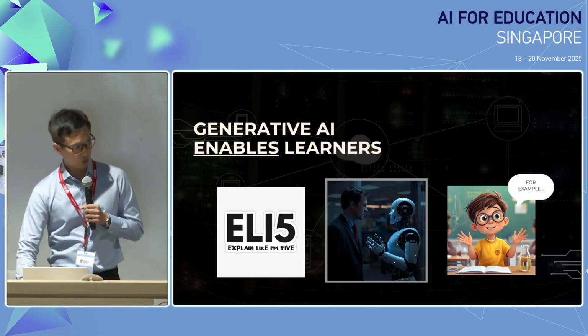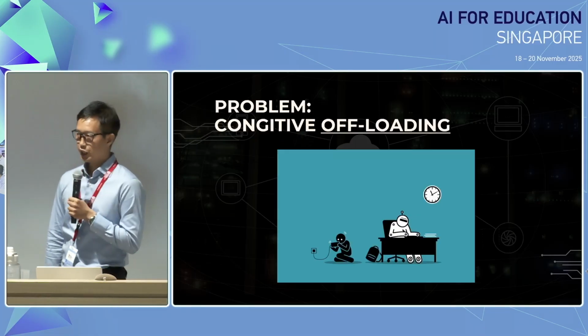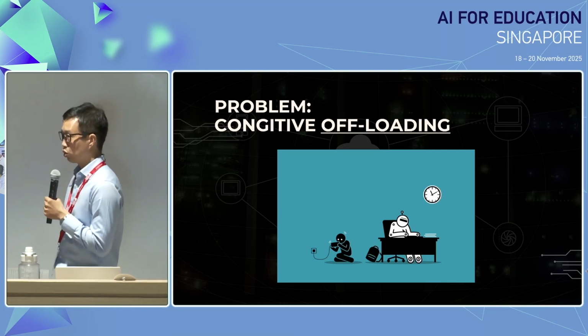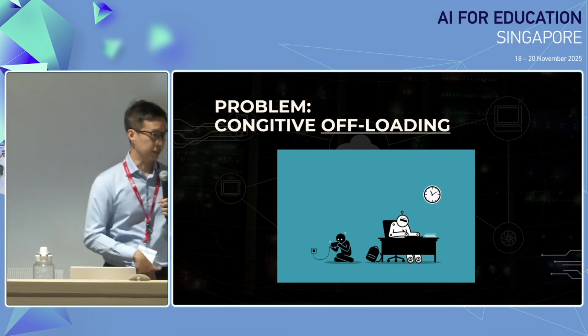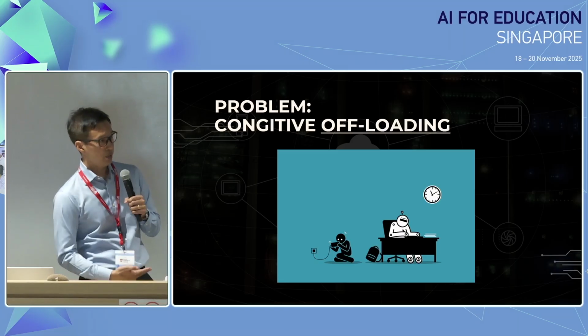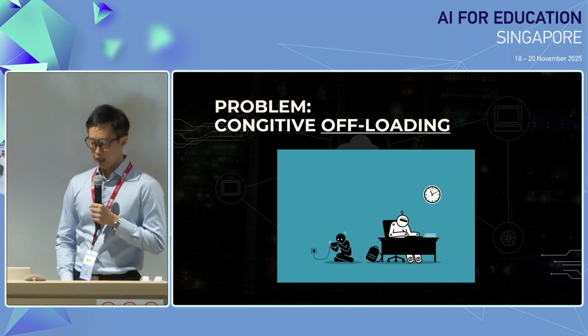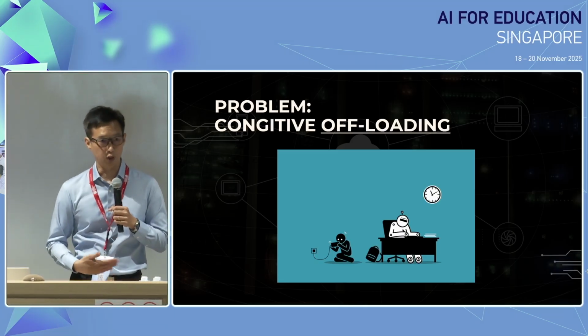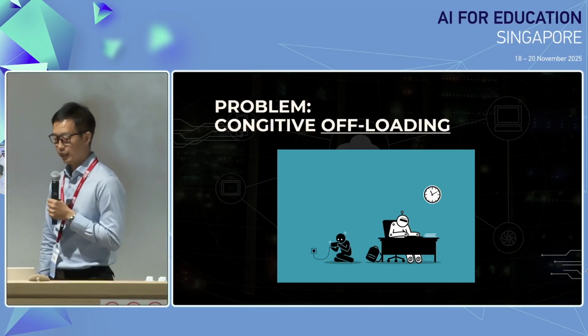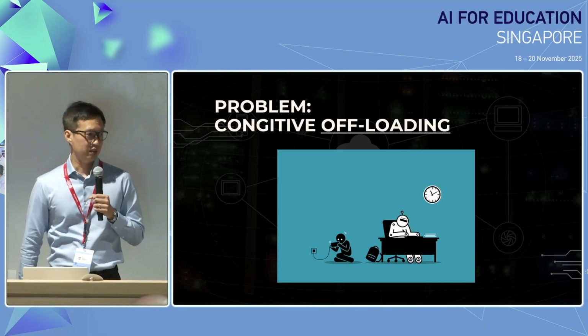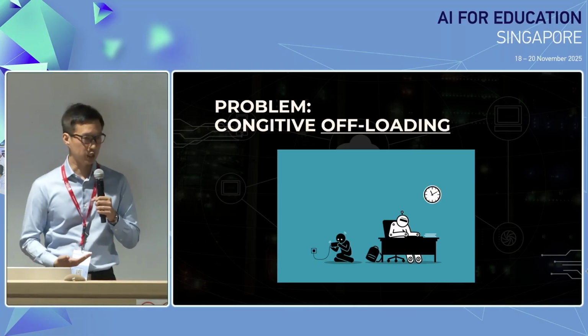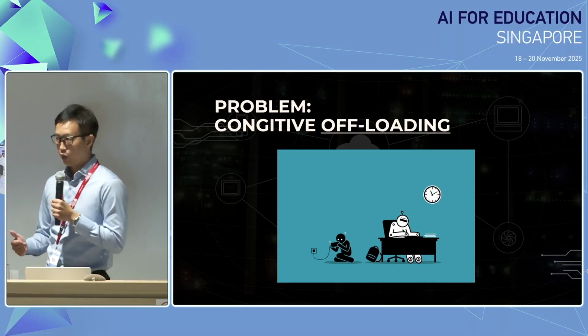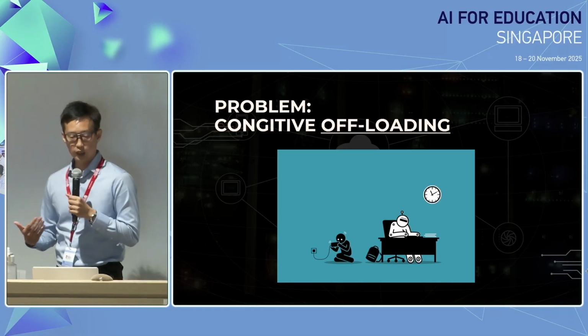The problem, though, is that generative AI enables our students to also cognitively offload their learning. As you can see in the image there, our students can choose to let generative AI do their homework for them. And then they spend that time playing computer games. Well, maybe they're doing something else, maybe they're socializing, which I think is all okay. But the point being that we do want them to be doing their work, right?